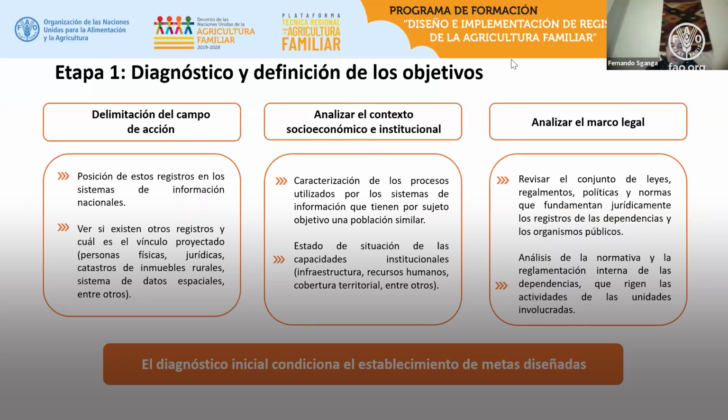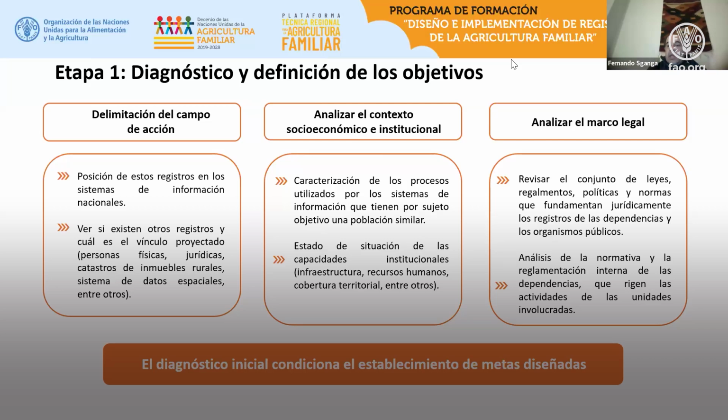Yet another important element is defining the scope of work. How are we using this information system, at national or local level? What will be the legal individuals, the legal entities? How are we going to link all that?